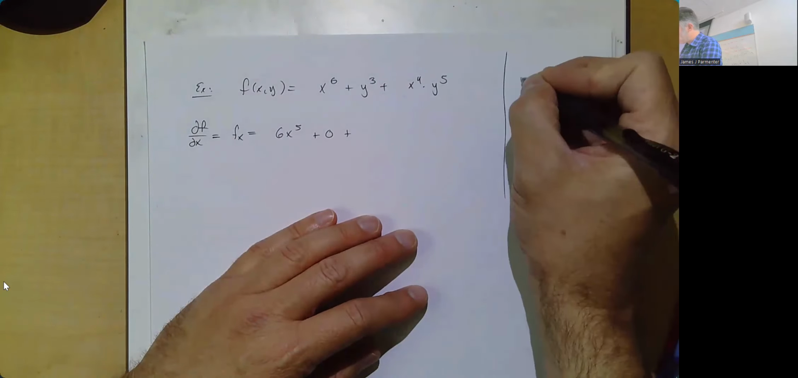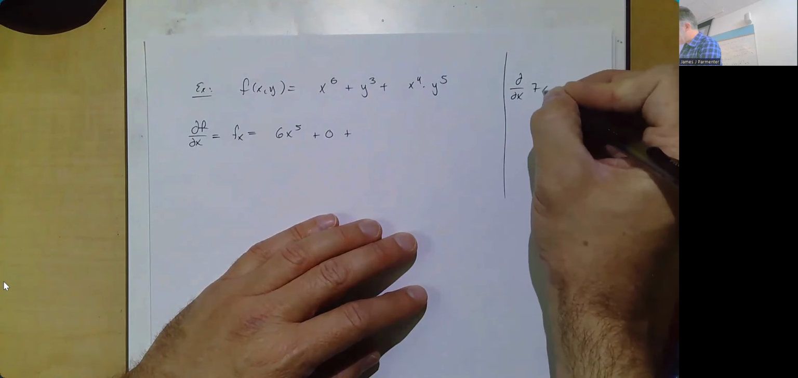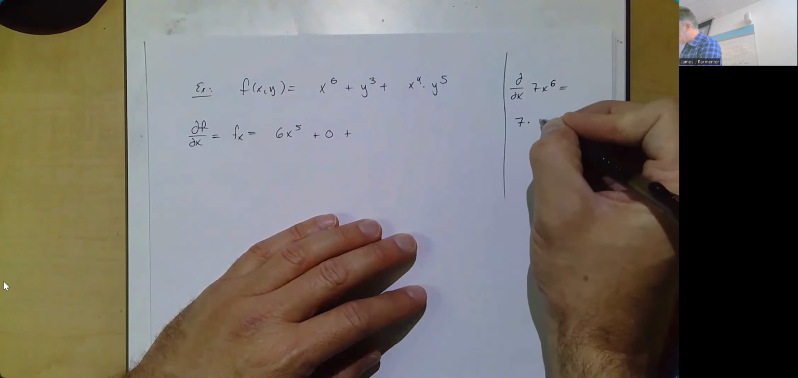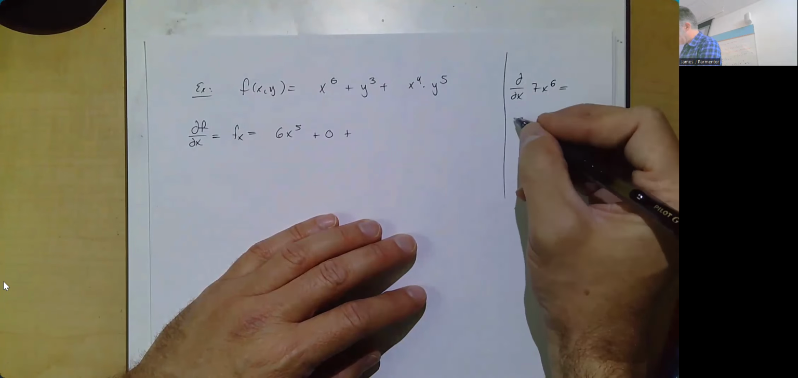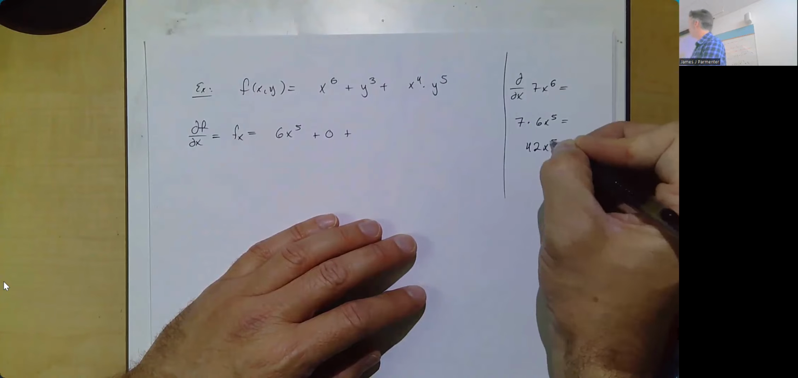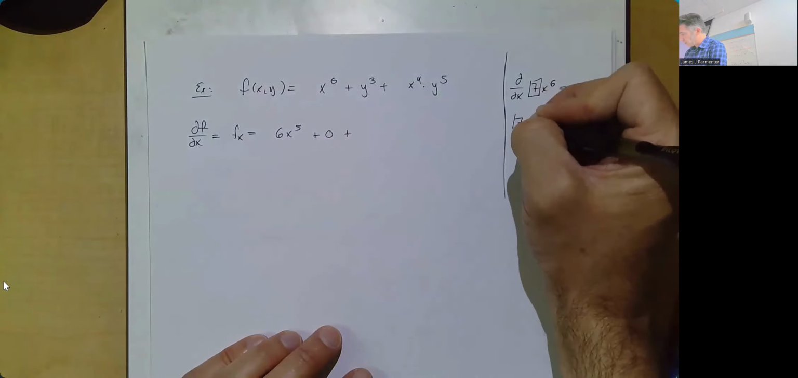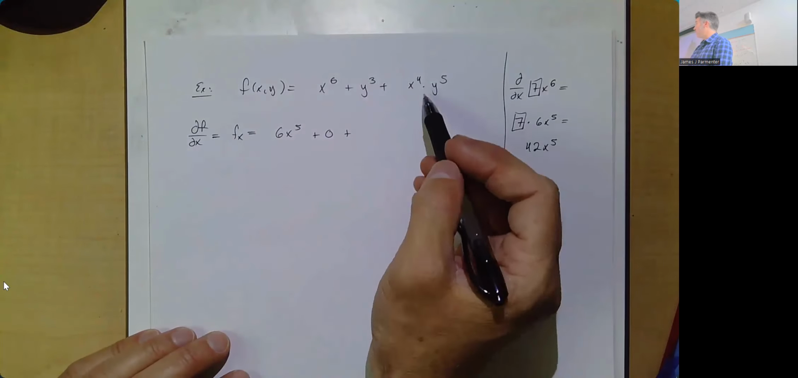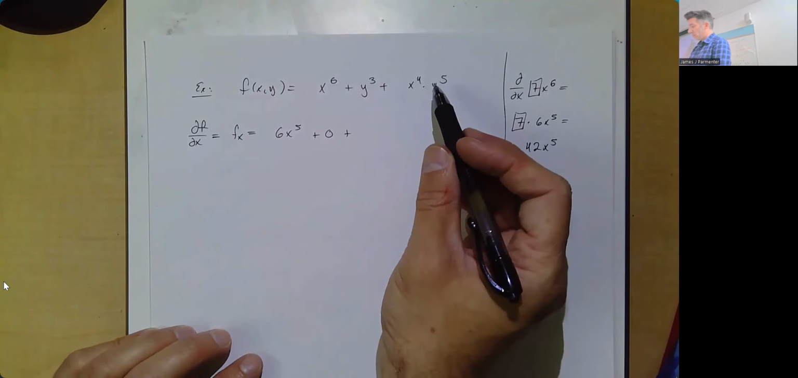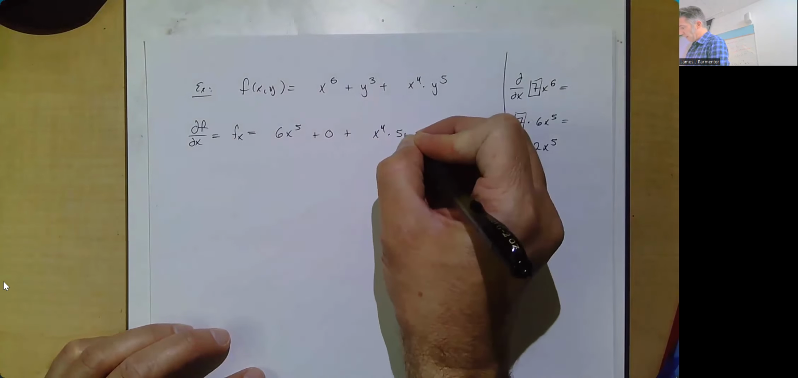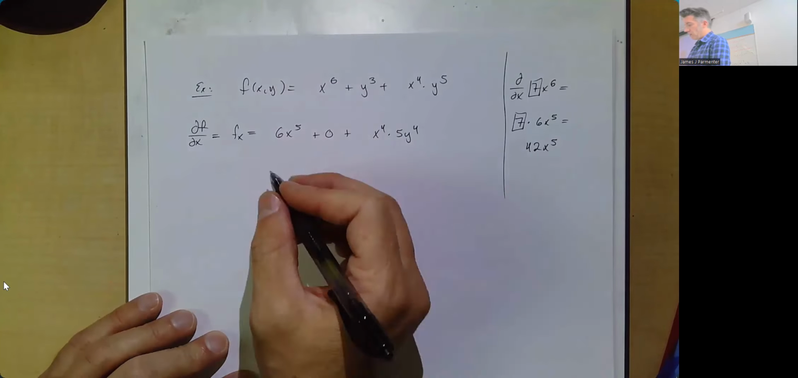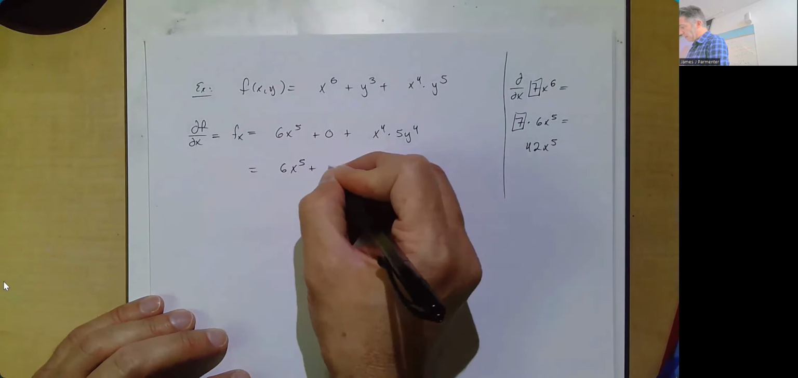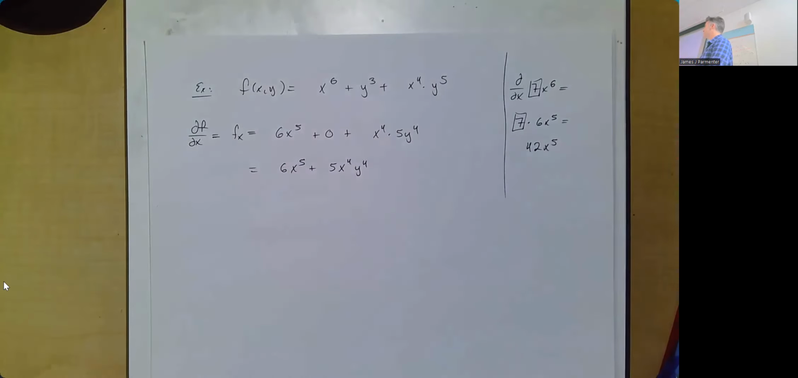Just as a reminder, if you take the derivative of, say, 7x to the 6th, you get 7 times 6x to the 5th. That 7 hangs out, and you get 42x to the 5th. So when you have a constant multiple, it just hangs around. So y to the 5th is our constant multiple. It's going to hang around, and you're going to get x to the 4th times 5y to the 4th, which I personally would rewrite just slightly as 6x to the 5th plus 5x to the 4th y to the 4th. The numerical constants are in front, and it's alphabetical, x before y.